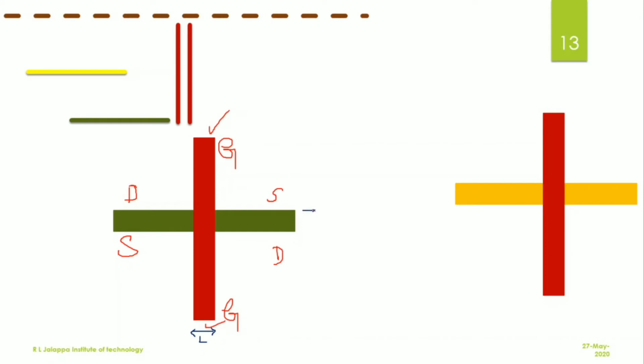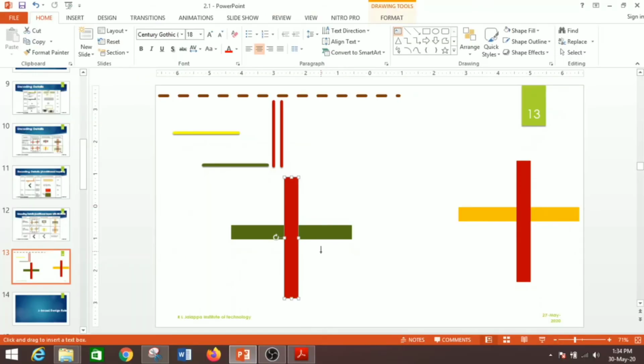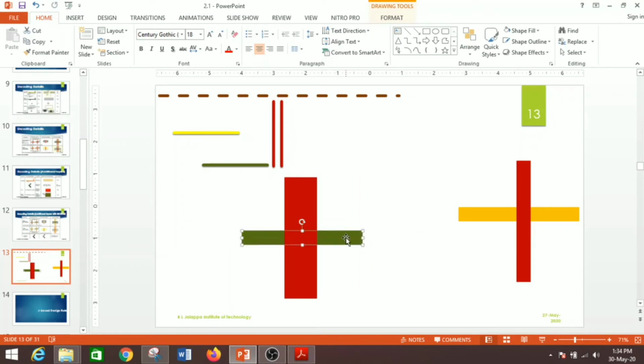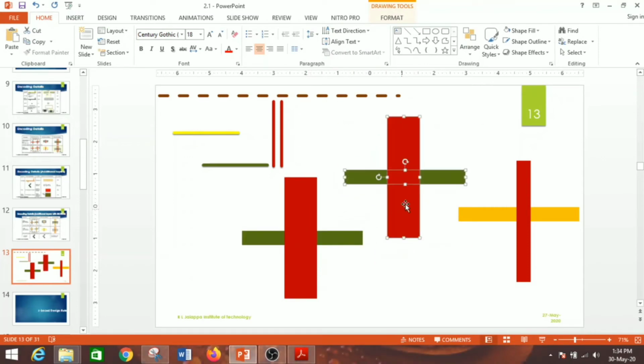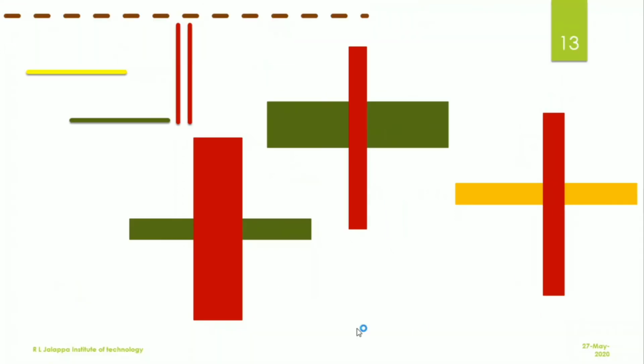Channel width is from gate to gate. This thickness is called channel width. You have to remember this. This is the channel length and this is the channel width. Understood? Suppose you have one more structure like this. In this structure, this can be source, this can be drain.